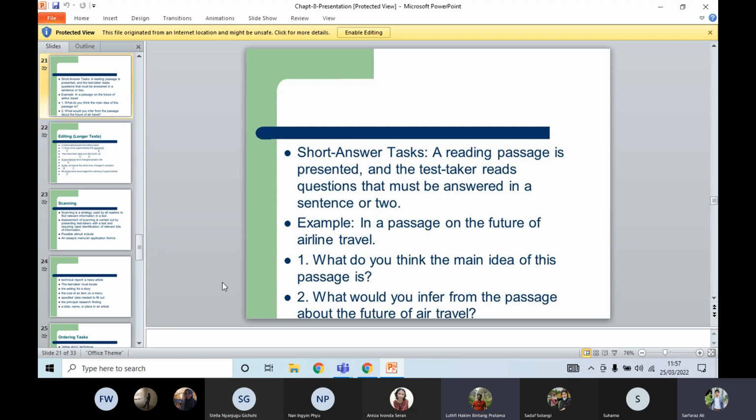So in short, in interpretive reading comprehension questions, we are given the short answer task. In it, the reading passage is presented and the test taker reads the questions that must be answered in a sentence or two. He or she will just read the questions, and he will find the answers. The example is in front of you: in a passage on the future of airline travel, what do you think the main idea of this passage is?